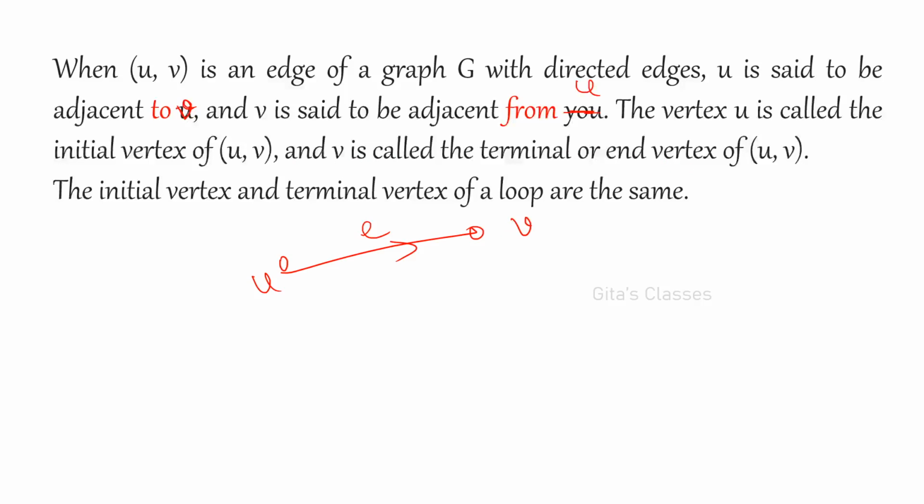See, from the name itself you can understand. It is very easy. Graph theory is not at all difficult. Just from the name you can remember things. So, initial and terminal vertex of a loop: suppose you have a loop here, then the initial and terminal vertices will be the same.